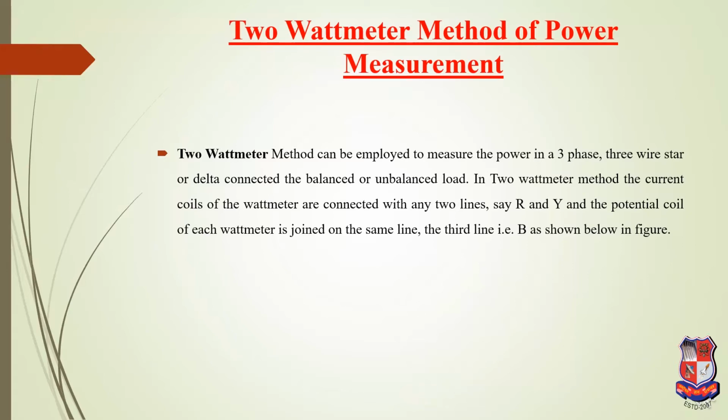In the 2 wattmeter method, the current coils are connected in lines R and Y or B according to your convenience. The current coil is connected in any 2 lines separately, and the potential coils of both wattmeters are connected to the common line, that means the B terminal.